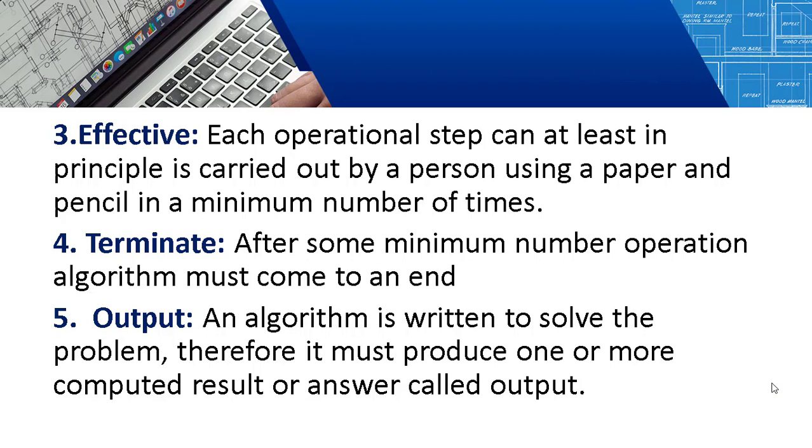The next feature is output. An algorithm is written to solve the problem. In order to solve the problem only, we are writing this algorithm. So finally you should get that output, and it should produce the output or the result. That is also a feature or characteristic of an algorithm. So these are the different characteristics of the algorithm.